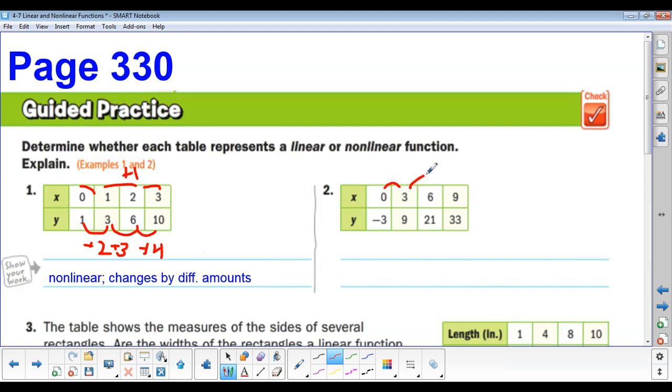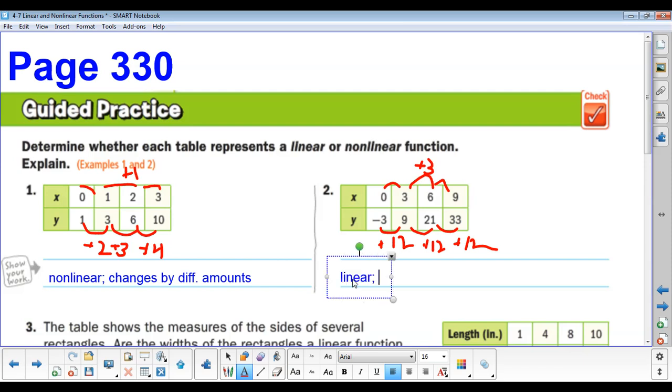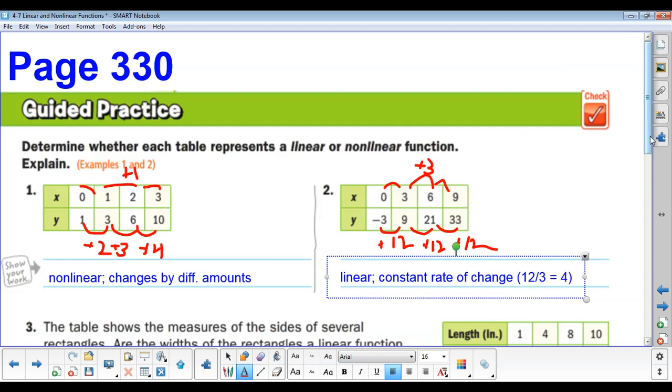Now let's look at number 2. Goes up by 3, goes up by 3, goes up by 3. So all 3 of those are going up by 3. Oh, this is tough because it has a negative, but we can handle it. So from -3 to +9 is plus 12. From 9 to 21 is plus 12. From 21 to 33, that's plus 12. So that one is linear, has a constant rate of change. And that rate of change, if we wanted to get technical, would be 12 over 3 or 4. That's our slope. We've learned about that in other sections.